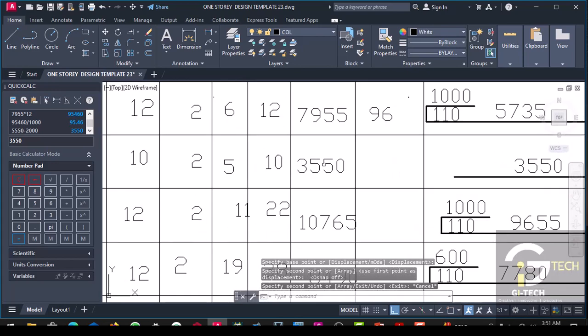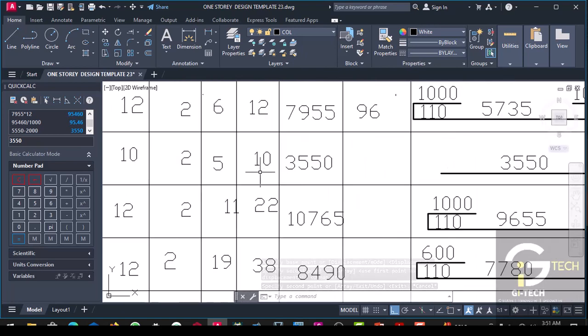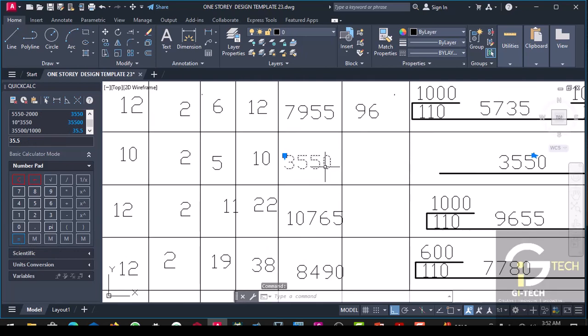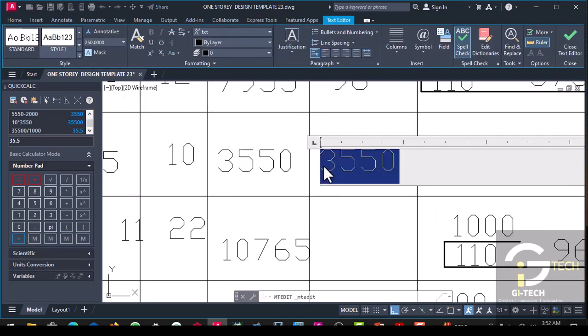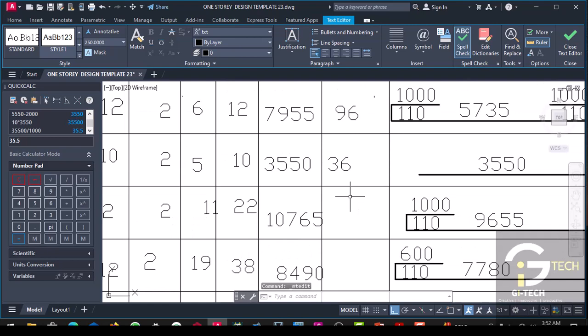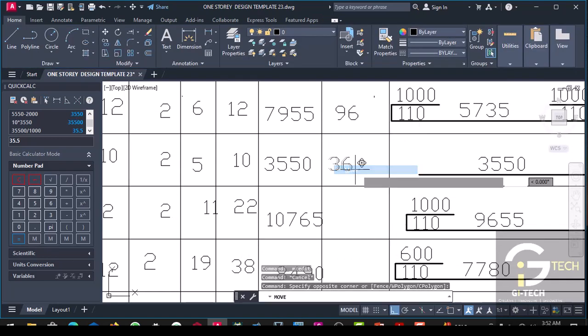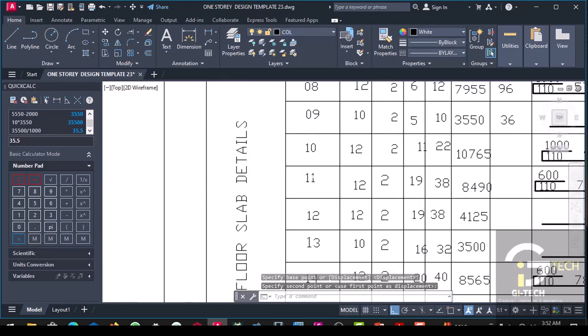So we calculate the total quantity. This will be 10 times 3550, and we divide this by 1000. So this will give us 35.5 meter. So we can pick 36, complete 36. Okay, so that is for 09.